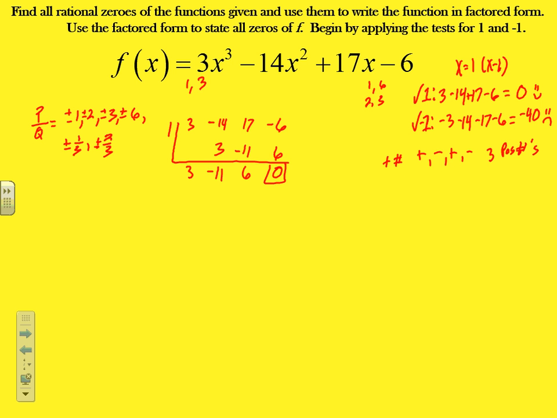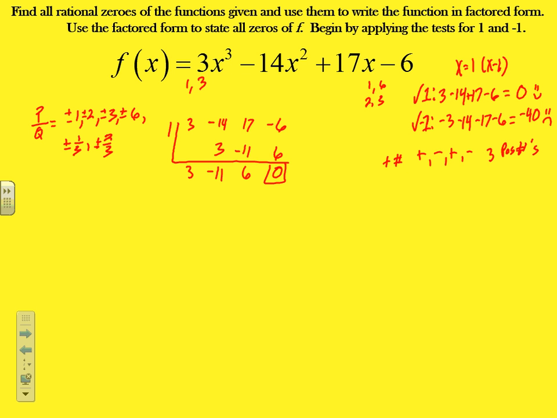So because there's 3 positive numbers, Descartes' rule is telling us that we have to have 3 positive numbers. So I'm not even going to worry about trying to check any negative numbers on this one. I'm glad I looked at that because now I don't have to worry about negative numbers. Okay, so let's see what we have here.